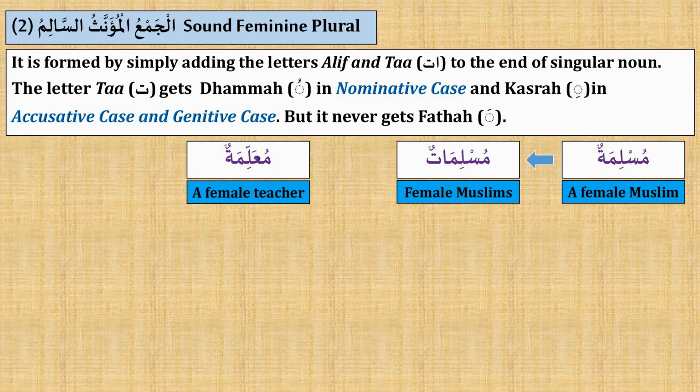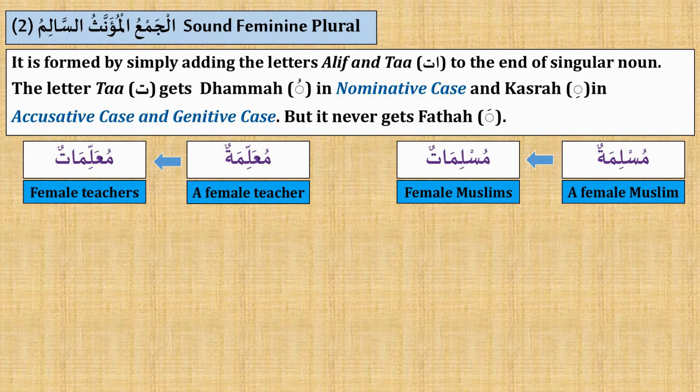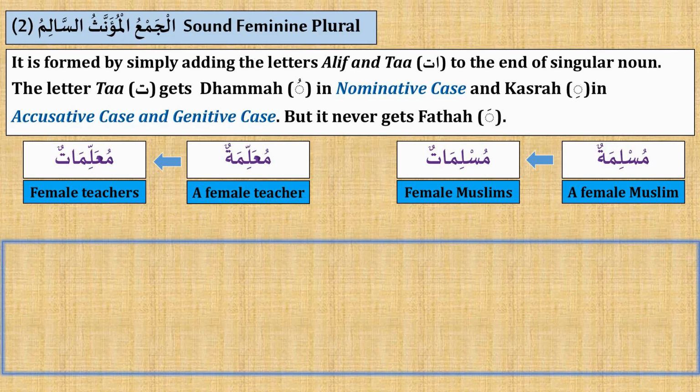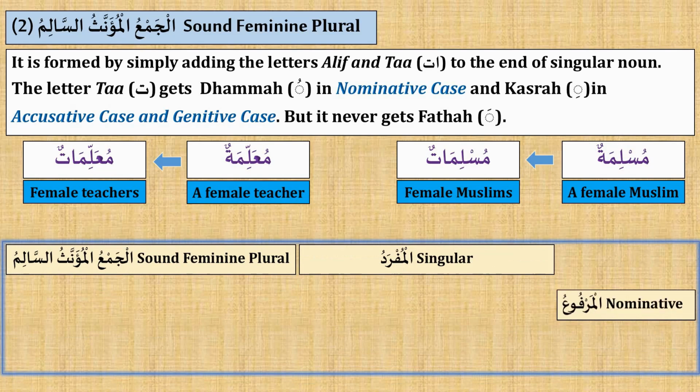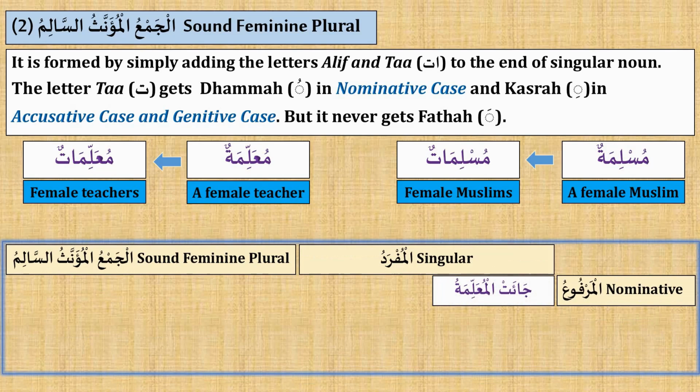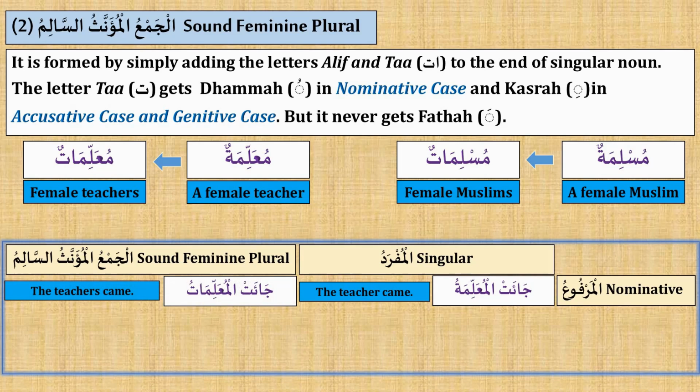Muallimatun, a female teacher, muallimatun, female teachers. Now let's see in a sentence. The first case, al-marfu', nominative case. جاءت المعلمة, the teacher came, the female teacher came. And the plural form is جاءت المعلمات, the teachers came, the female teachers came.